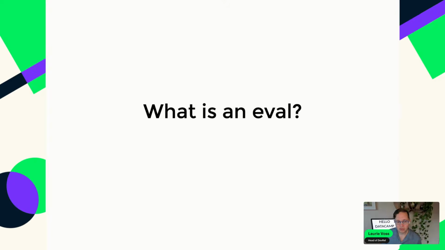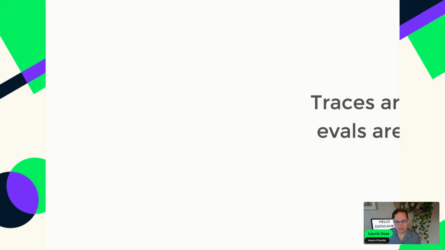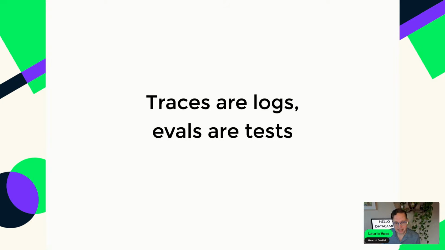But first, what is an eval? Evals are basically testing for AI, and traces are logs for AI. I hate it when computer scientists come up with additional names for things, so I tend to say that traces are just logs. They're complicated, structured logs, but they're just logs that you would use for debugging any kind of application.